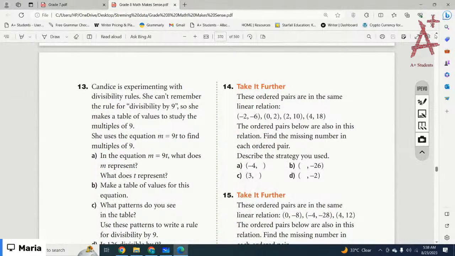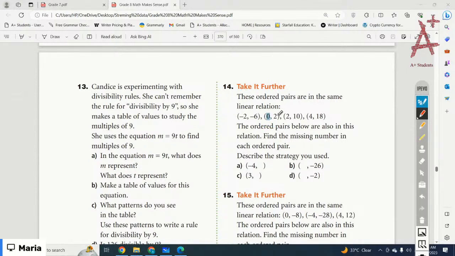These ordered pairs are in the same linear relation. The ordered pairs below are also in this relation. Find the missing number in each ordered pair. So basically, we have to see how the values are increasing, right? If you see x values, negative 2, 0, then 2 and then 4, that means x values are increasing by 2, right? X values are increasing by 2.